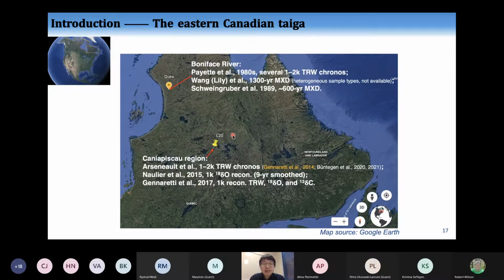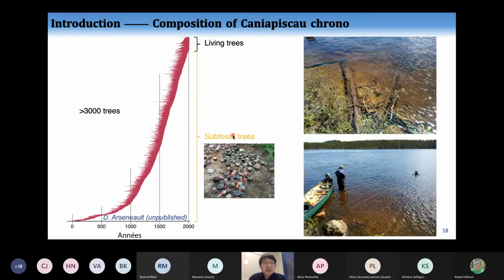But considering the high cost of densitometry, we are thinking of using blue density as an alternative to the X-ray density method. For decades, Dominique and his team have collected more than 3,000 trees in the Kuujjuarapik region to develop a super well replicated millennial chronology spanning the last 2,000 years. And as we can see, the tree ring series are generally very short, shorter than 300 years, but we are still able to develop this kind of chronology because we are using the lake subfossil materials buried in lakes and lake sediments in this region.